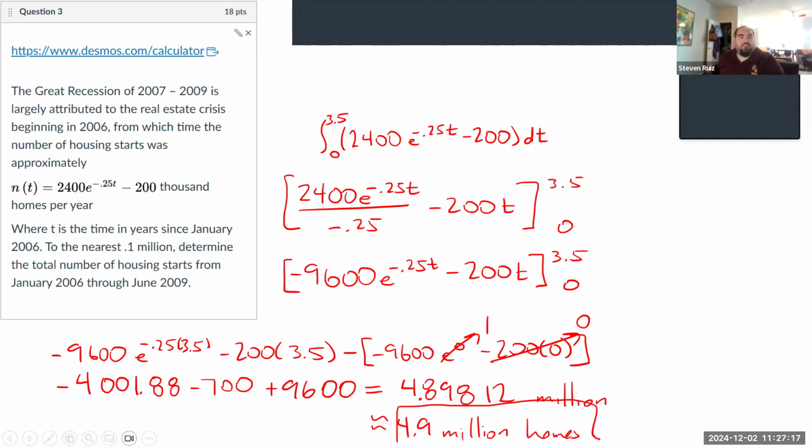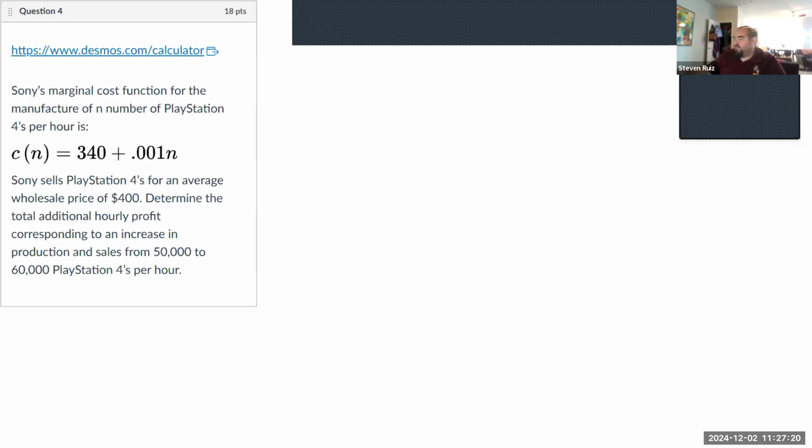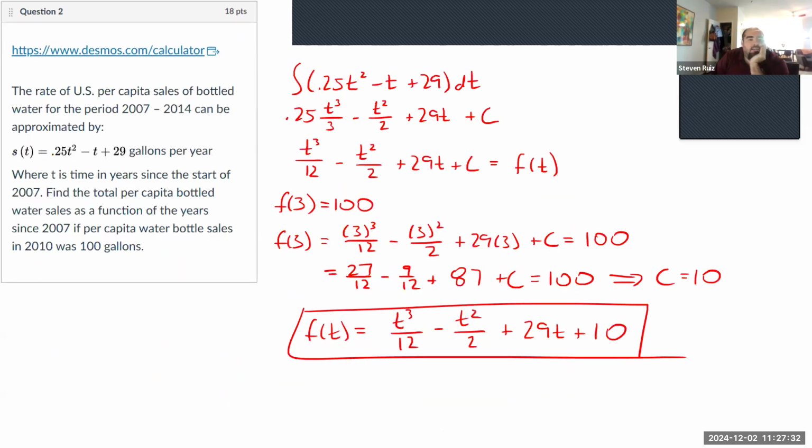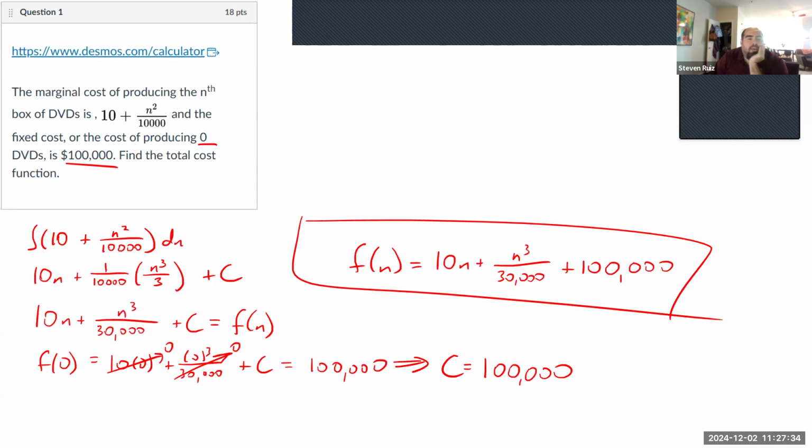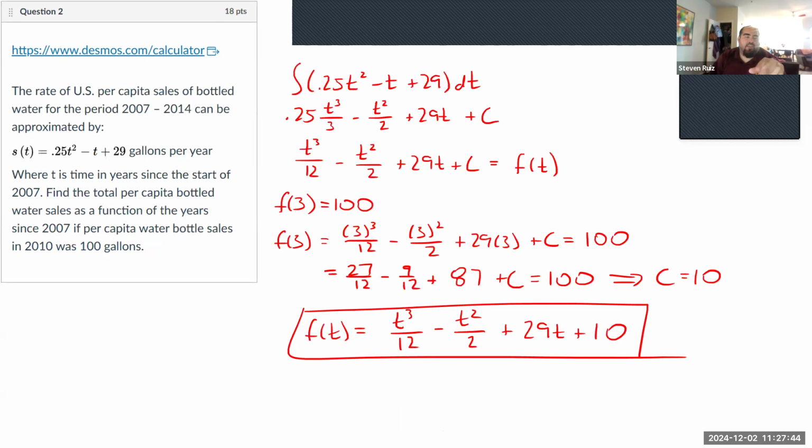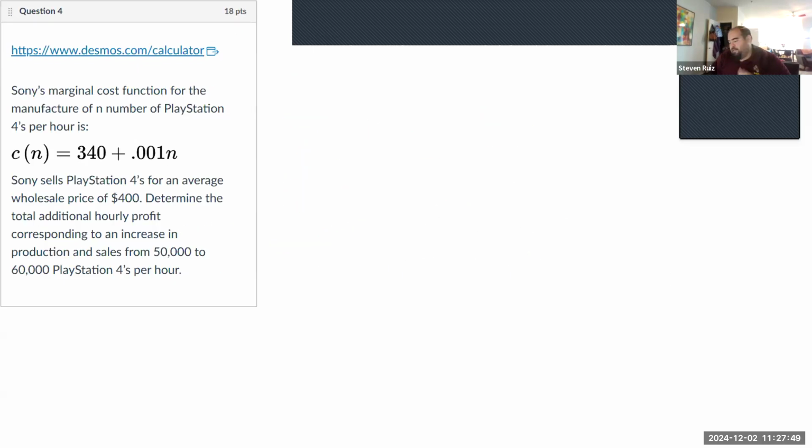All right, moving on to question 4. Sony's marginal cost for manufacturing PlayStation 4s per hour is given by this function. This one I think is unique because, oh no, we had one like this where the input variable, the independent variable, was a quantity of units. In questions 2 and 3, the input variable was time in years. Okay, so I was wrong. We have had a question like that.